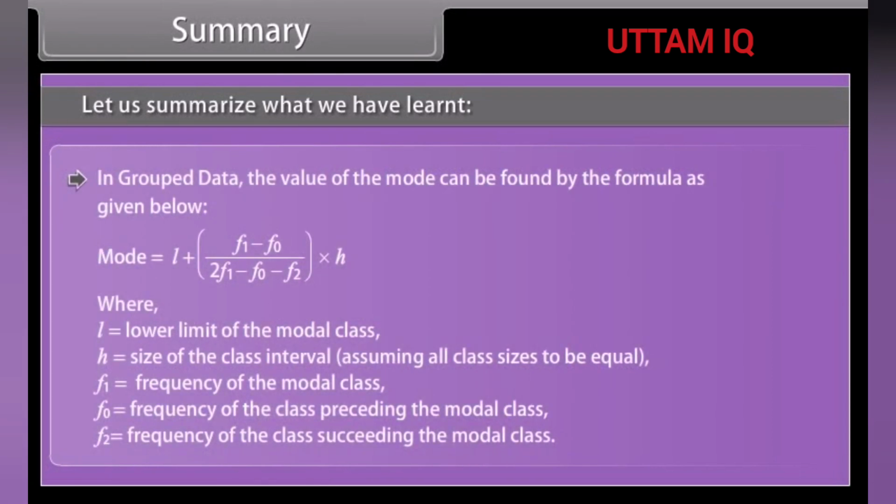In grouped data, the value of the mode can be found by the formula as given. L plus (f1 minus f0) divided by (2f1 minus f0 minus f2) multiplied by h, where L is equal to the lower limit of the modal class, h equals the size of the class interval, assuming all class sizes to be equal. f1 equals the frequency of the modal class, f0 equals the frequency of the class preceding the modal class, f2 equals the frequency of the class succeeding the modal class.